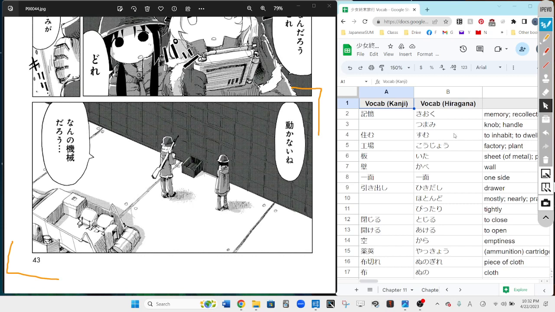I think that first kanji, yeah, WaniKani in there, it's like it's not moving or don't move. And then, nan no kikai daro? It's like, what kind of machine is it? So, don't move sounds like an order, right? How would you put ugoku into an order form? Do you know?